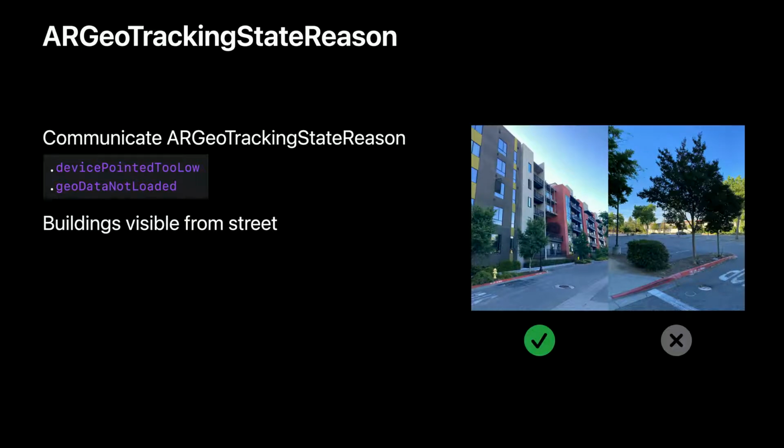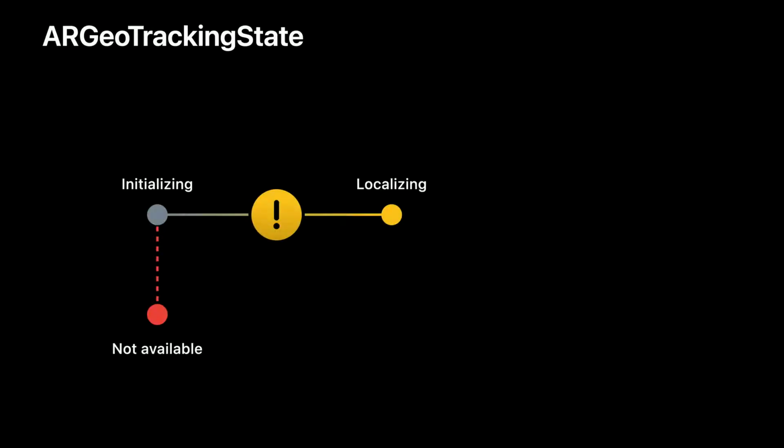In general, we want to encourage users to point their devices at buildings and other stationary structures that are visible from the street. Parking lots, open fields, and other environments that dynamically change have a lower chance of localizing. After addressing any geotracking state reasons, geotracking should become localized. It's at this point that you should start your AR experience. If you place objects before localization, the objects could jump to unintended locations. Additionally, once localized, AR geotracking accuracy is provided to help you gate what experiences should be enabled.